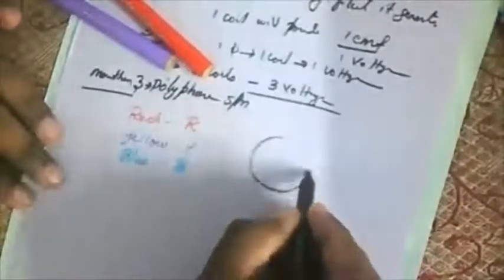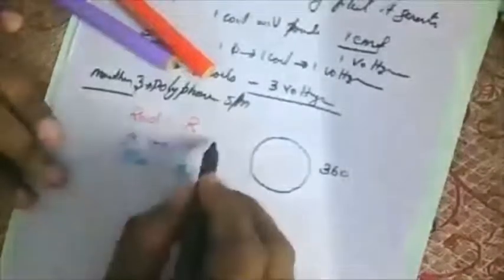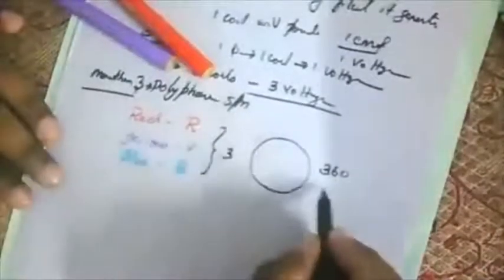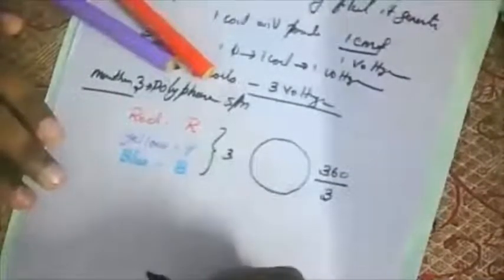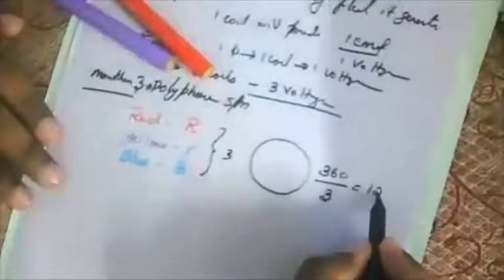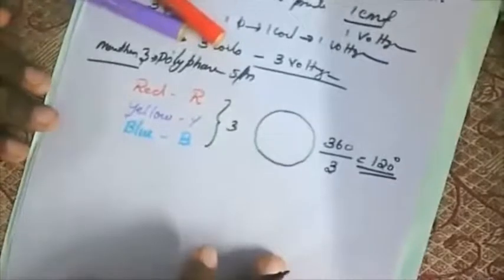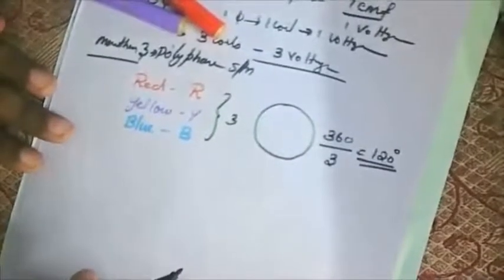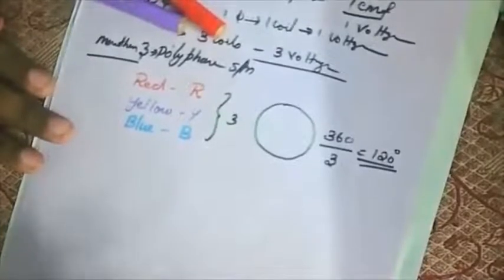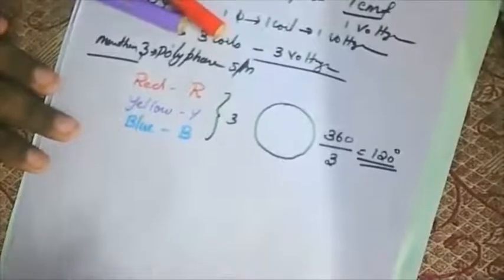Now, how should I keep these coils? We know that in a circle, the total angle is 360 degrees. I have three coils, so for balancing the system, 360 divided by 3 is equal to 120 degrees. Which means that in order to obtain a balance in our system, I need to keep the coils at an angle of 120 degrees. So how is it going to be represented?